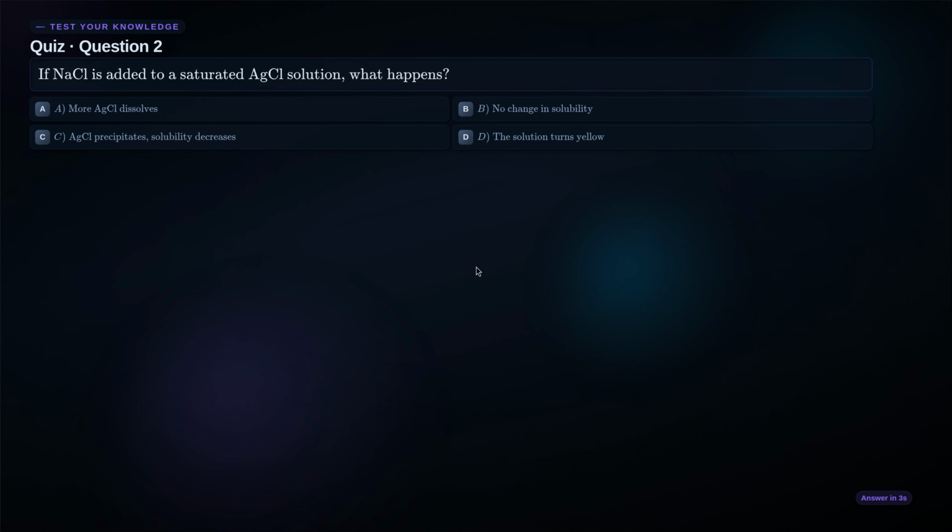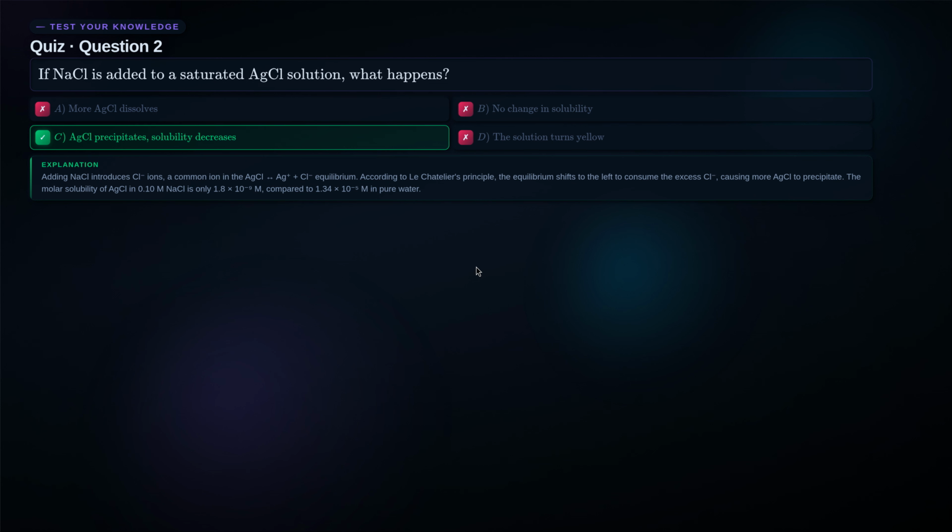The correct answer is option C. Adding NaCl introduces Cl- ions, a common ion in the AgCl equilibrium. According to Le Chatelier's principle, the equilibrium shifts to the left to consume the excess Cl-, causing more AgCl to precipitate. The molar solubility of AgCl in 0.10 molar NaCl is only 1.8 times 10 to the negative 9 molar, compared to 1.34 times 10 to the negative 5 molar in pure water.